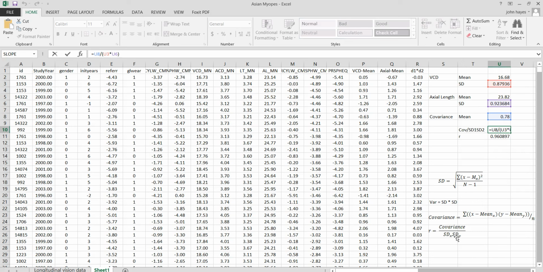So if the correlation was 0, the covariance would be 0. If the correlation was 1, then the covariance would equal this standard deviation times this standard deviation. And that's covariance. There are a lot of statistical procedures that use the term covariance, so I wanted to let you know what that means.